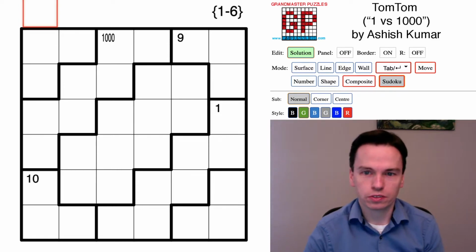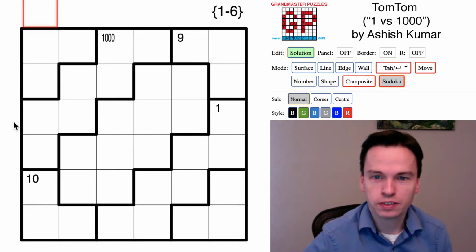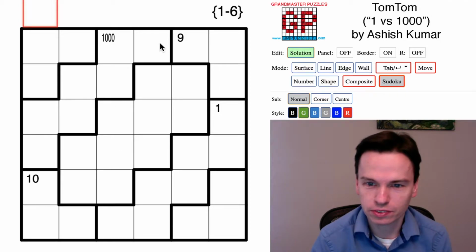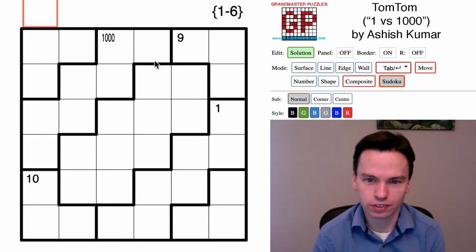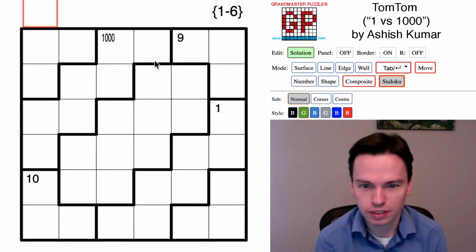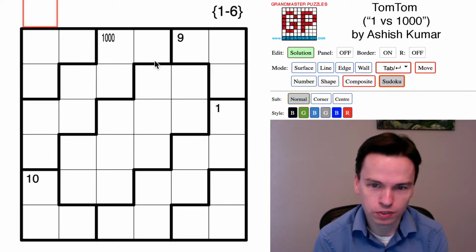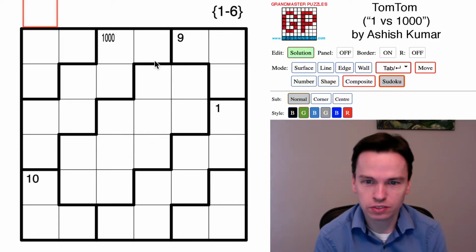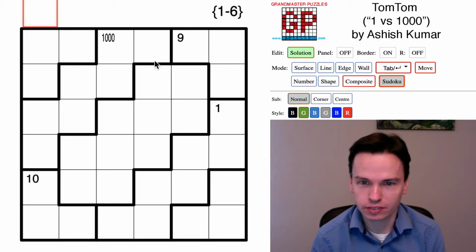So we're here to talk through this TomTom puzzle by Ashish Kumar. Theme is 1 versus 1000, and those two values look pretty interesting. The 1000, for instance, is going to have to factor into 2 to the third and 5 to the third, and that could mean there are 2s and 4s somewhere in the cages to get that 2 factor in, and there'll be 3 5s. There'll be 3 other 5s in the grid, but 3 5s are in that 1000 cage.